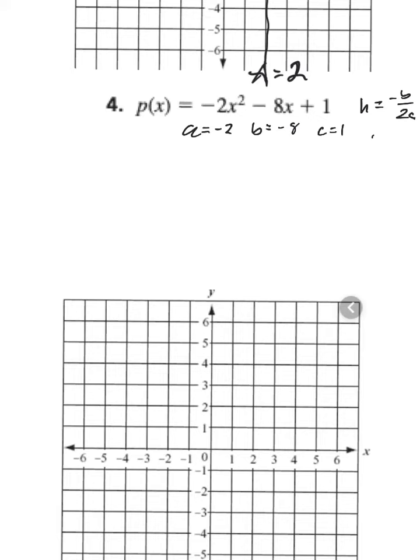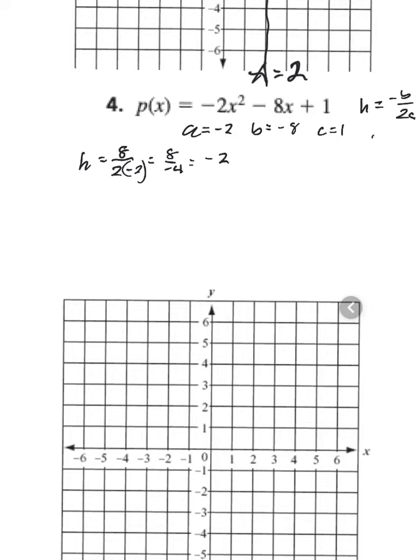So let me find the vertex first. That's my first goal always. So h equals -b, which is going to be +8 over 2 times -2, which is the a value. So this is 8 over -4, which means our x value of the vertex is -2.